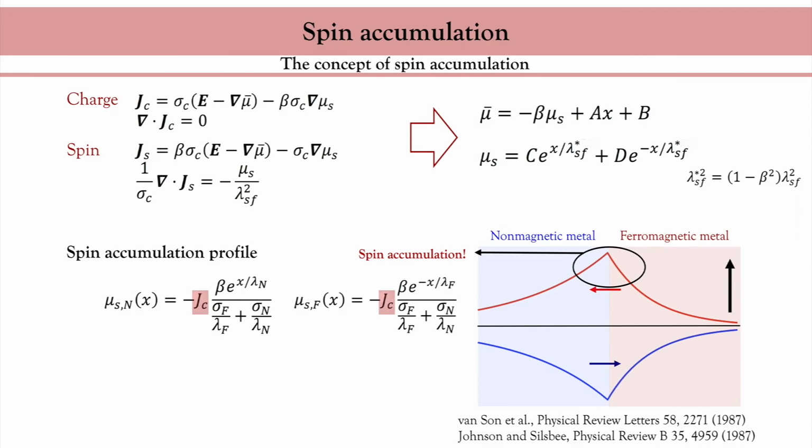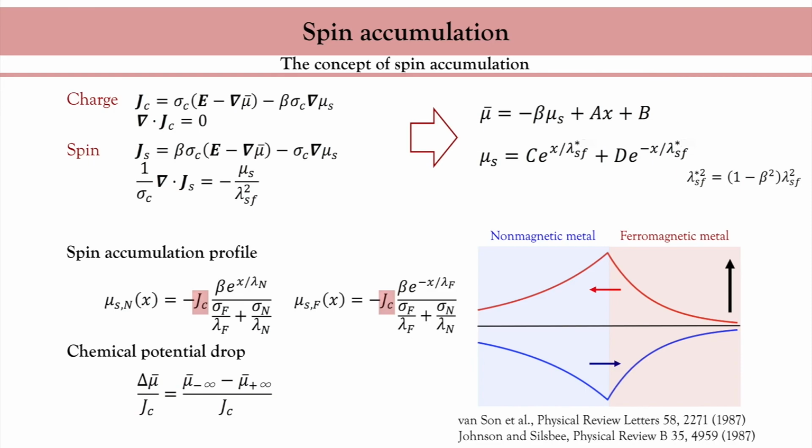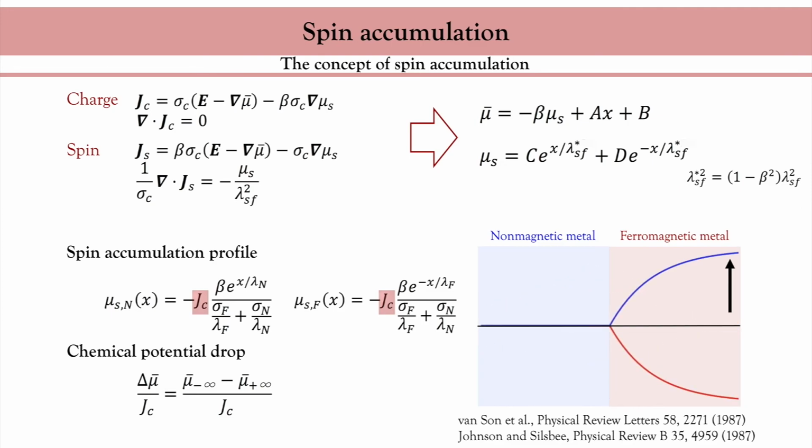What is the consequence of this spin accumulation on the transport property of this interface? To see that, I can look at the way the spin-independent chemical potential mu bar changes from far away left to far away right. This is what I get. Here, I take the chemical potential in the non-magnetic metal as the reference. Of course, this chemical potential also depends on the current direction. The ratio of the difference between these chemical potentials and the current density gives you the interfacial resistance. This interfacial resistance looks like that.